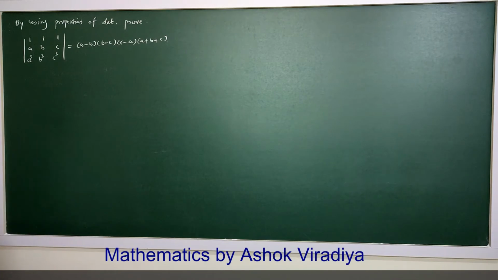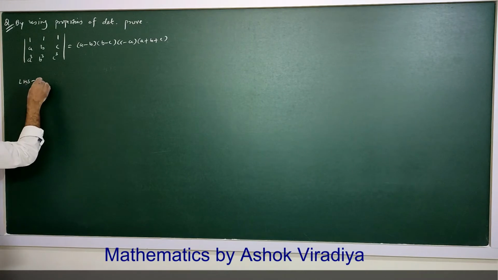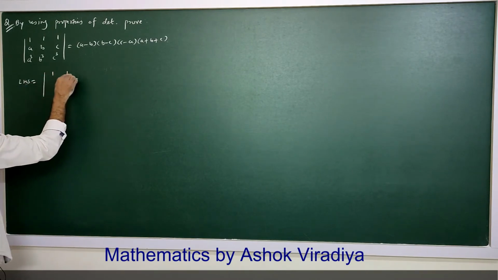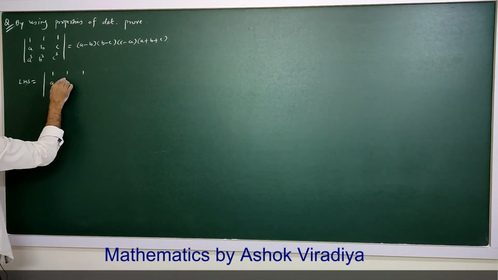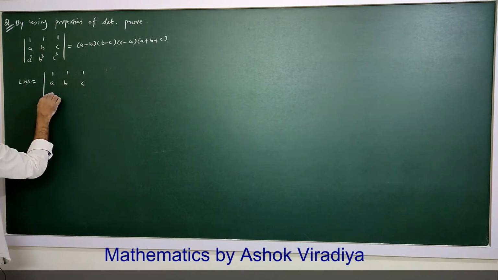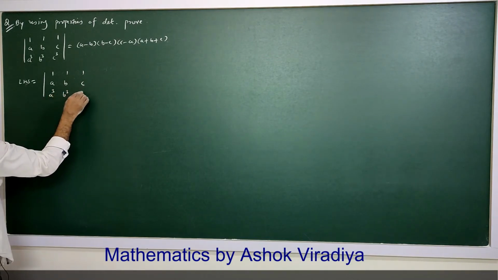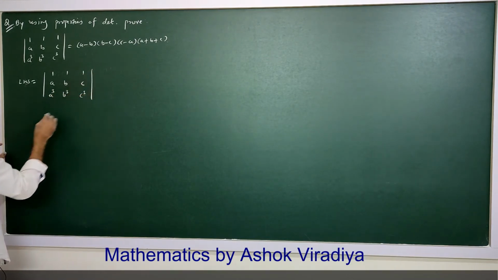By using properties of determinant, prove this LHS equal to RHS. So to solve this question, beginning from the left hand side, 1 1 1, A B C, A cube B cube C cube.